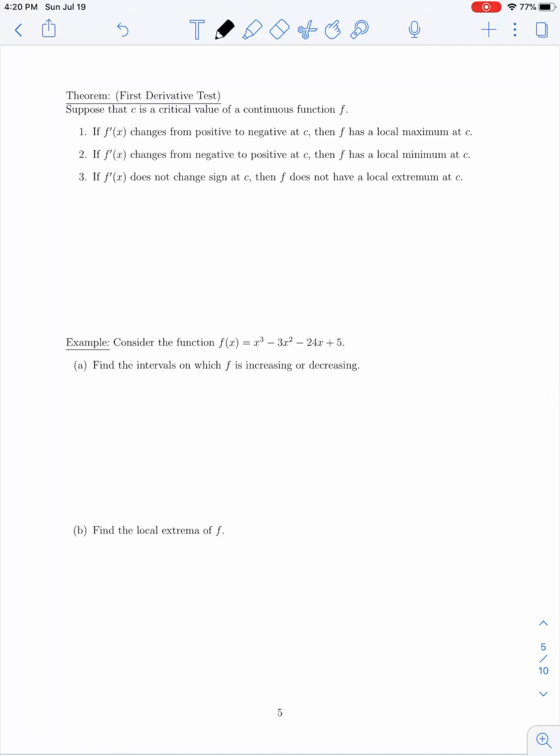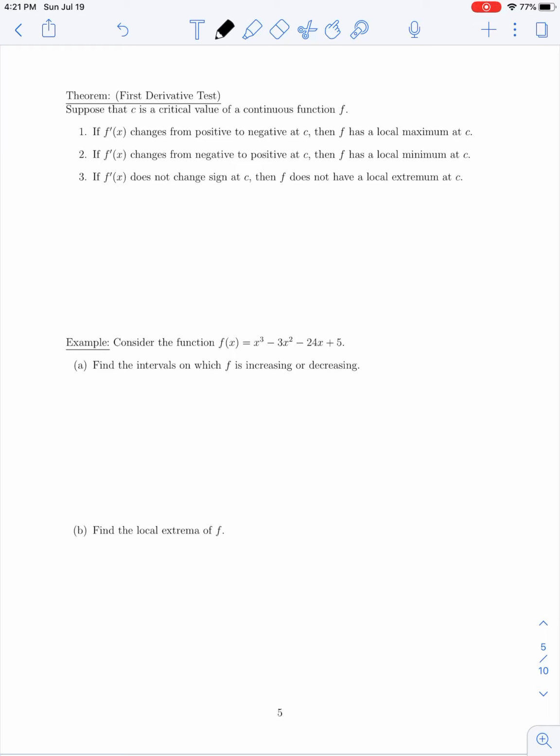Okay, in this lecture we're going to finish our section 12.1 material on local extrema. So we had seen in our first part of this section that the derivative of a function can be used to determine intervals on which a function is increasing or decreasing. And we saw that the local extrema of a function would occur at critical points, which were points for which the derivative of our function is either equal to 0 or does not exist.